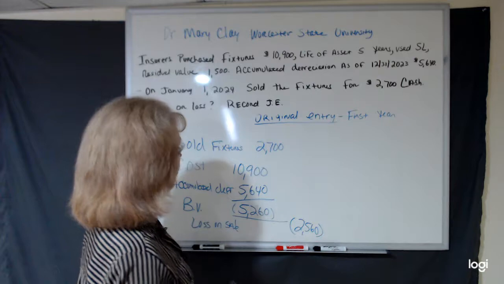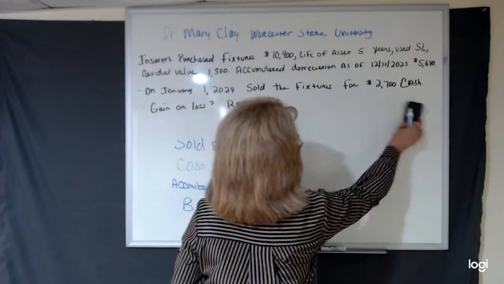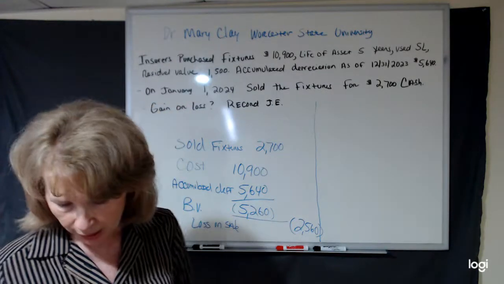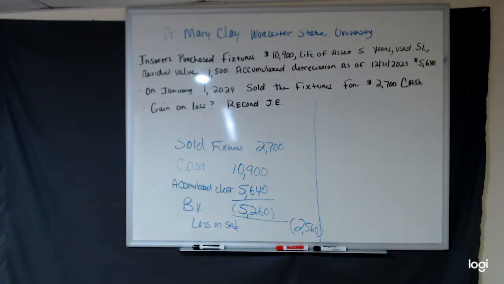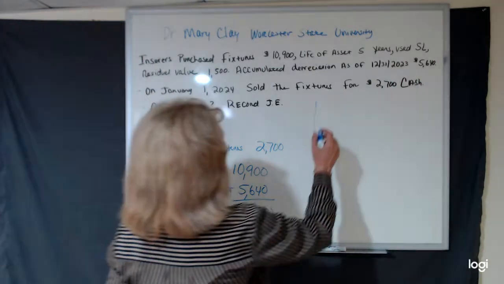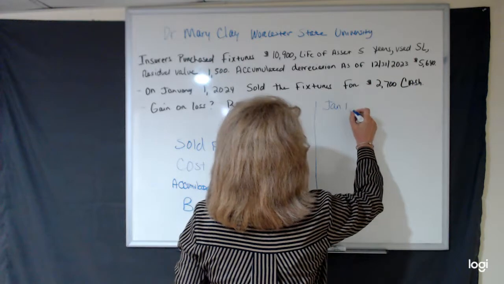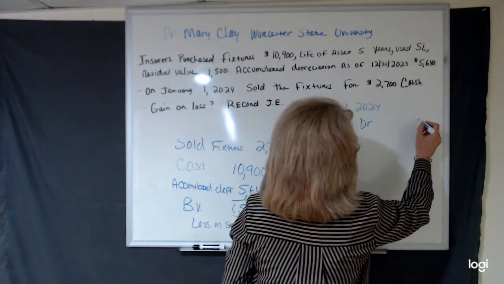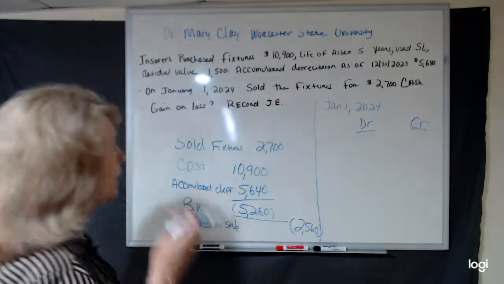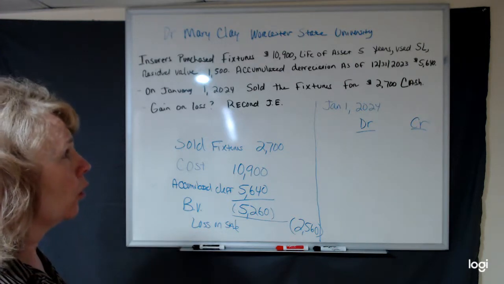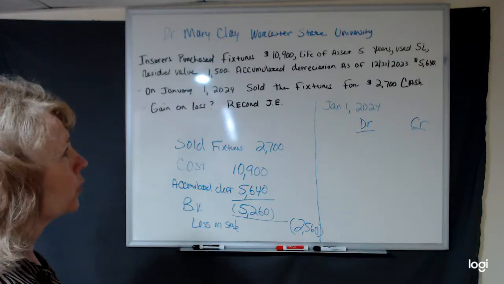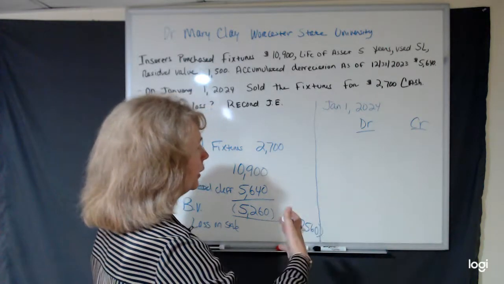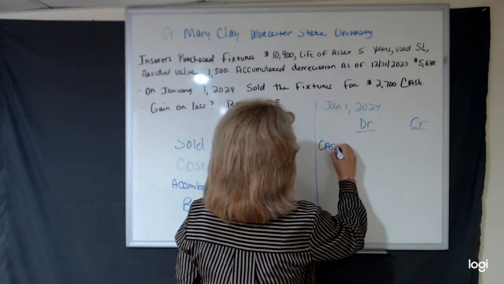All right, now the next thing I'm going to show you, and I'm going to erase this, is we're going to do the journal entry. Let me draw a line, and the journal entry will be as of January 1st, 2024. I have my debit and I have my credit. Let's do it piece by piece. First, we're going to go in order. Our debits are listed first. We sold this asset for $2,700 cash. Cash is going to increase because I sold that asset. I'm receiving the cash. So I debit cash, $2,700.